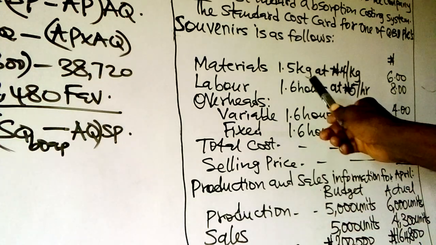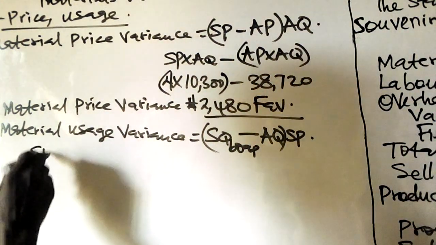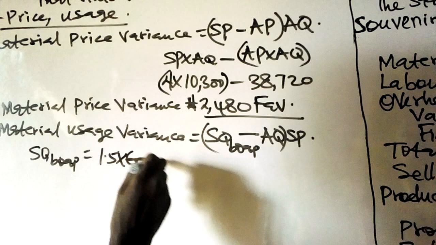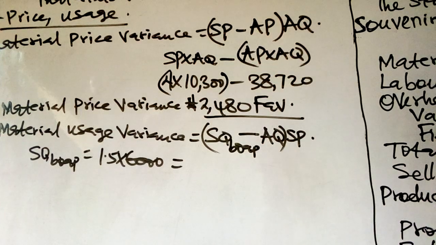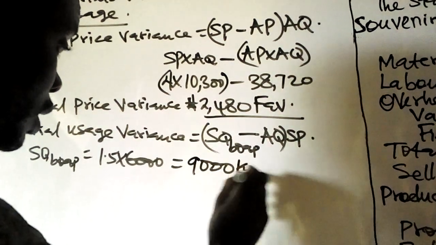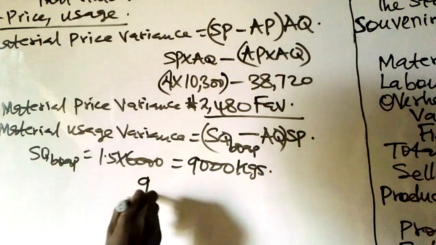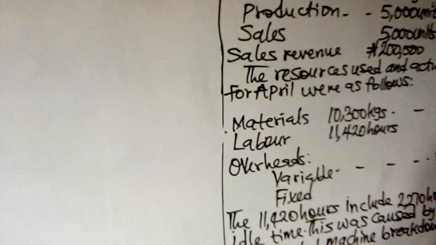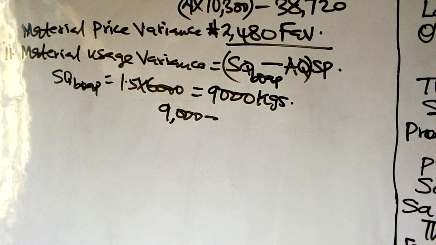So the standard quantity is 1.5. Therefore, standard quantity based on actual production will be 1.5 times 6,000 units. So that will be 1.5 kg times 6,000. Then we have 9,000 kgs. That is the standard quantity. If our standard quantity is 9,000 minus our actual quantity, the actual quantity of material used in production is given to be 10,300.